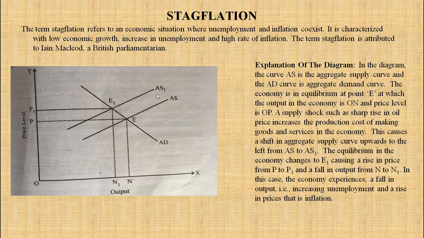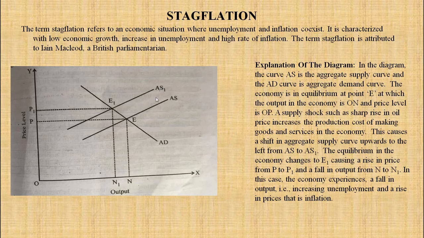The equilibrium in the economy changes to E1, causing a rise in the price from P to P1, and a fall in output from N to N1. In this case, the economy experiences a fall in output, which increases unemployment, and a rise in the price, that is inflation.